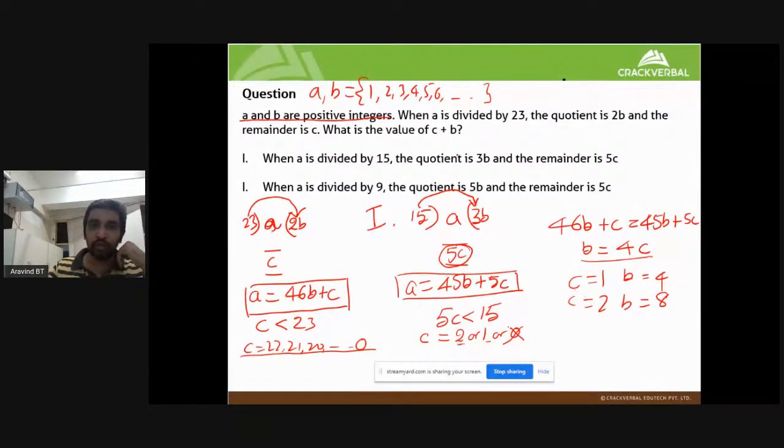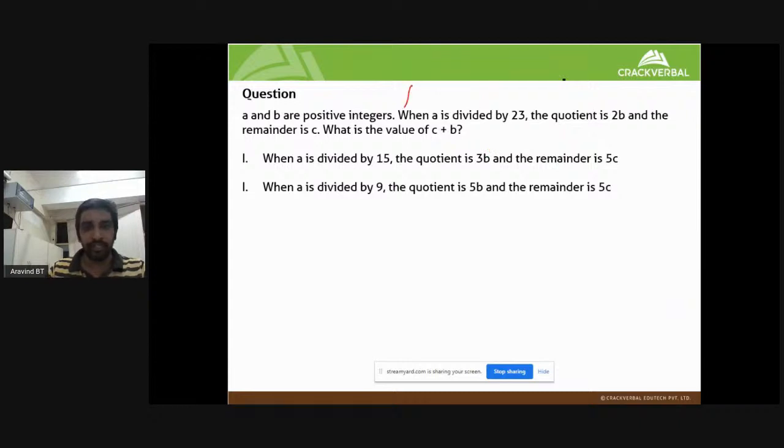Do we have a unique value for C plus B? We don't. What is the value of C plus B here? 5. What is the value of C plus B here? 10. So the first statement alone is definitely insufficient to give us a unique value for C plus B. So at this stage, our answers are B, C, and E.